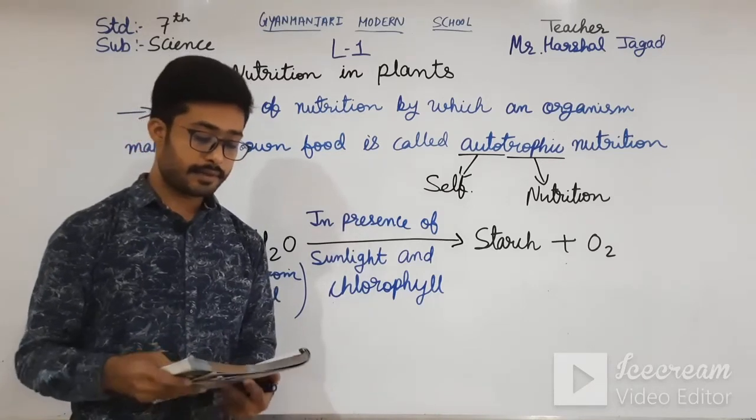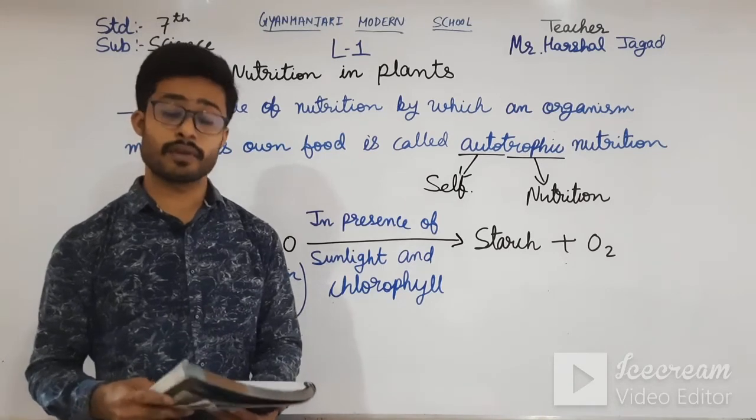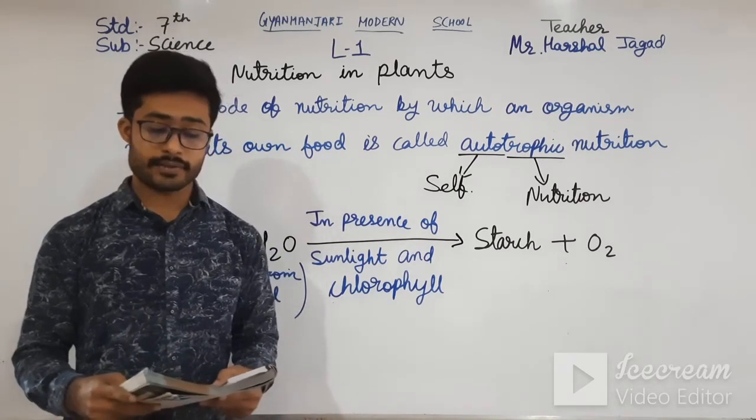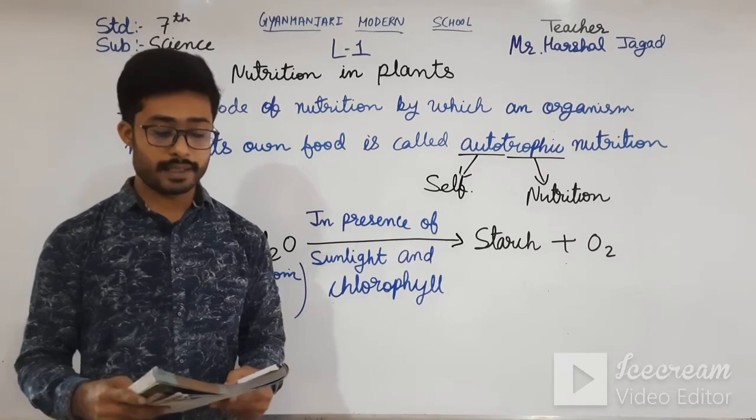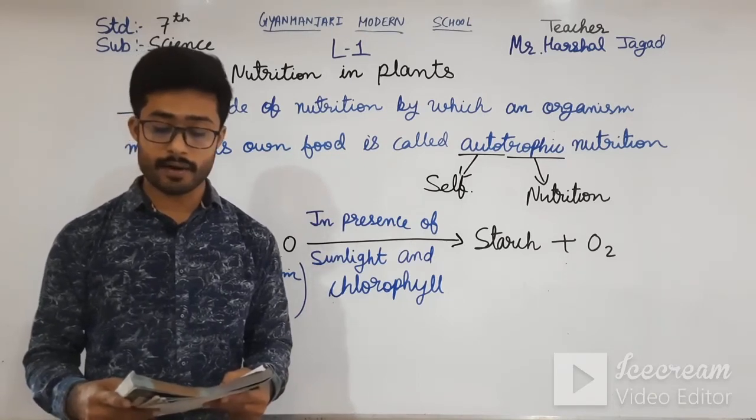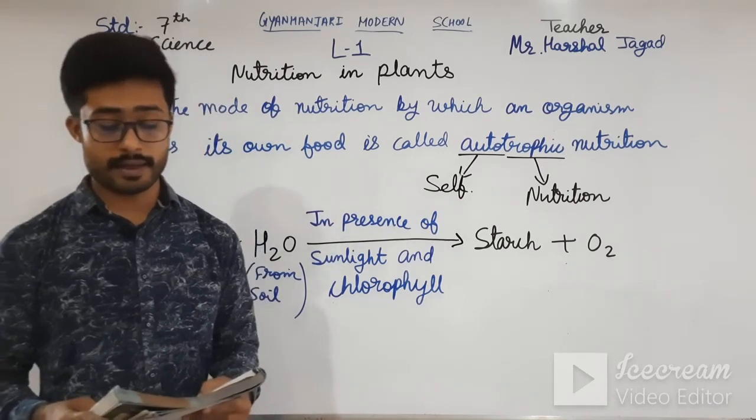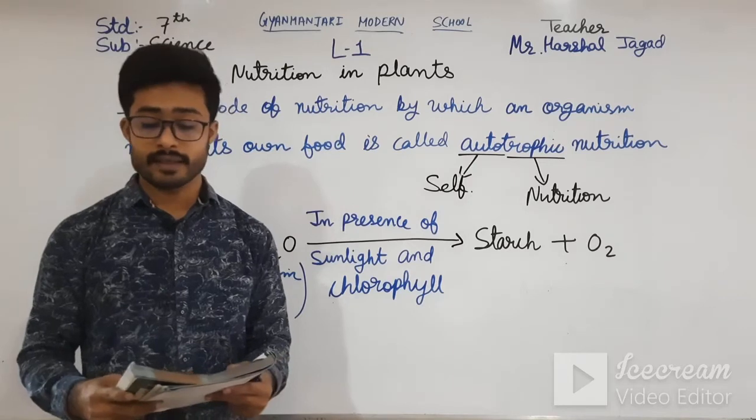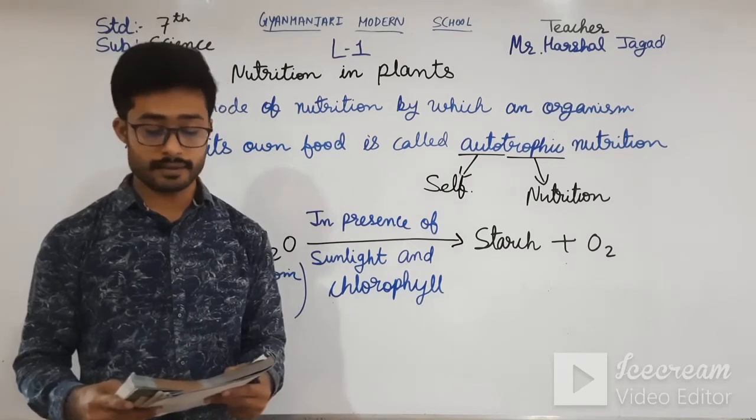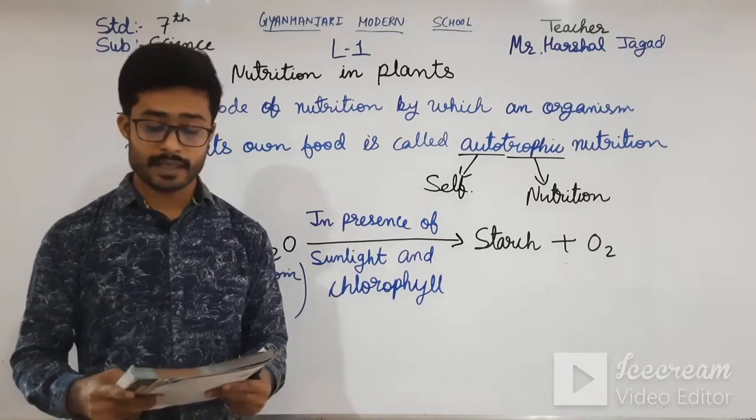And next is sunlight. The sun is the main source of energy for green plants. Sunlight is trapped by the chlorophyll of the green plants. This energy is used to convert carbon dioxide and water into carbohydrate. Since photosynthesis cannot take place in the absence of light, the presence of sunlight or any other source of light is very important for the process to take place.